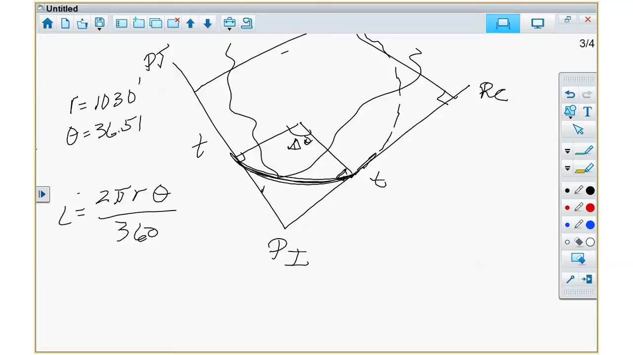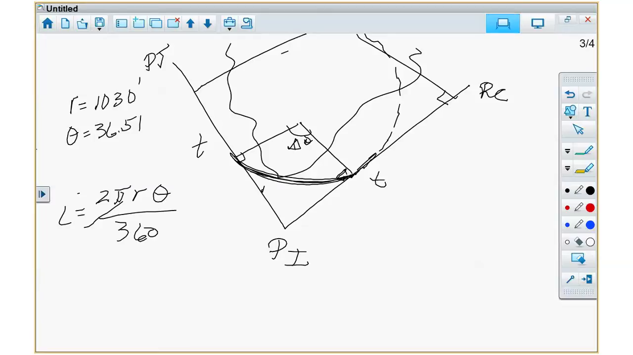Now, my whole point in showing you this little picture, and it's better drawn on here, but the whole purpose of me showing you this is that you can actually see the relationship that I just showed you from algebra in a civil engineering type question. And there it is. And you could crack that out. It's going to be 2 pi times 1030 times, I think I told you was 36.51 degrees.